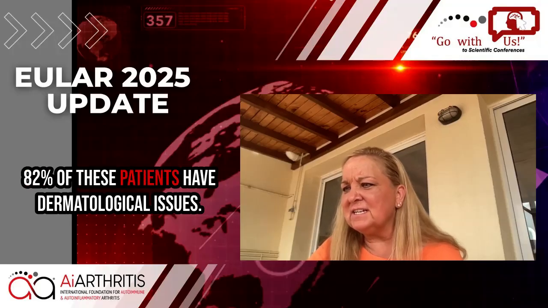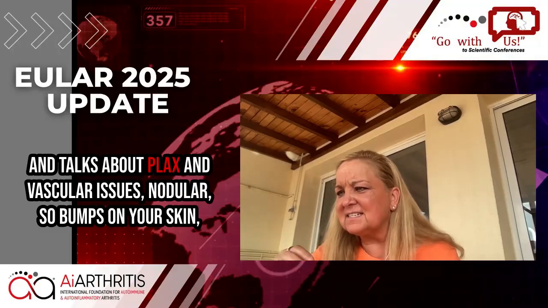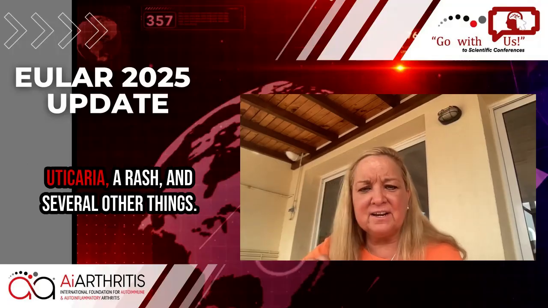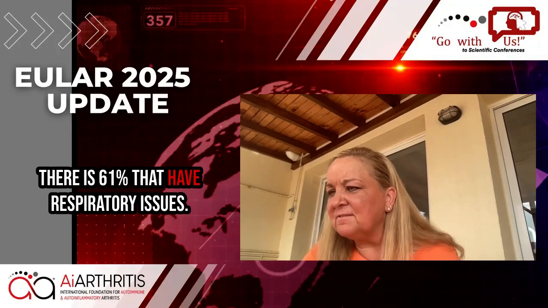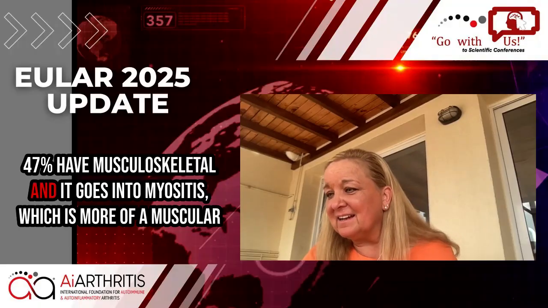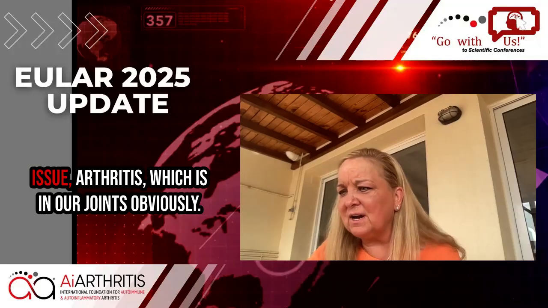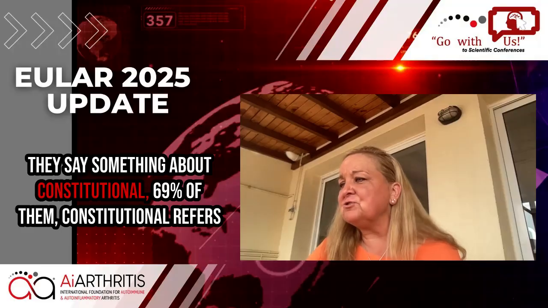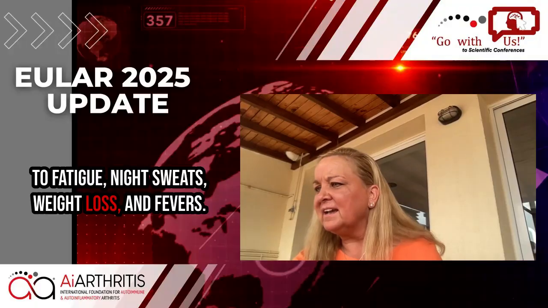82% of these patients have dermatological issues, and it talks about plaques and vascular issues, nodules, so bumps on your skin, urticaria, a rash, and several other things. 61% have respiratory issues. 47% have musculoskeletal, and it goes into myositis, which is more of a muscular issue, and arthritis, which is in our joints, obviously. They say something about constitutional, 69% of them. Constitutional refers to fatigue, night sweats, weight loss, and fevers.